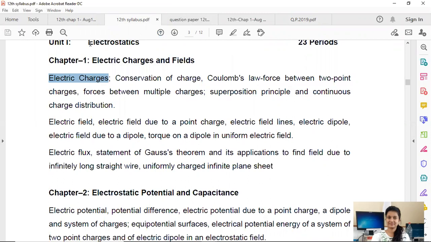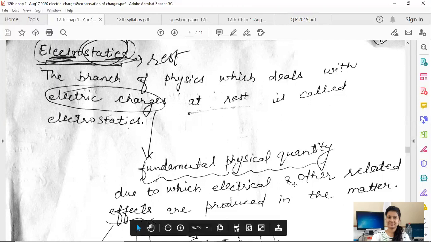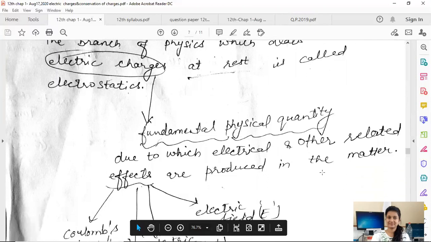First of all, let's see what is electrostatics. The branch of physics which deals with electric charges at rest is called electrostatics. And what is electric charge? Electric charge is a fundamental physical quantity due to which electrical and other related effects are produced in matter.